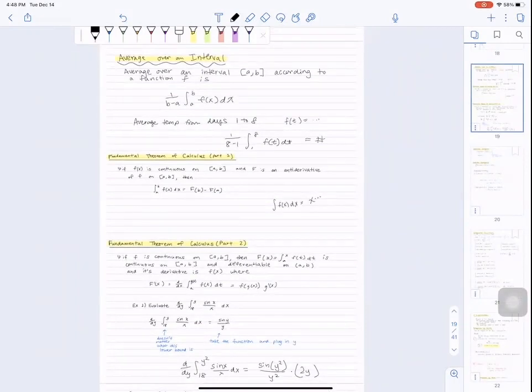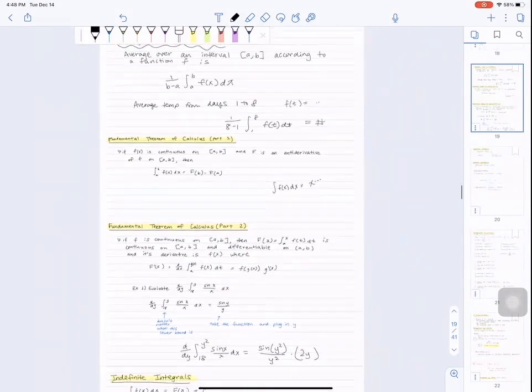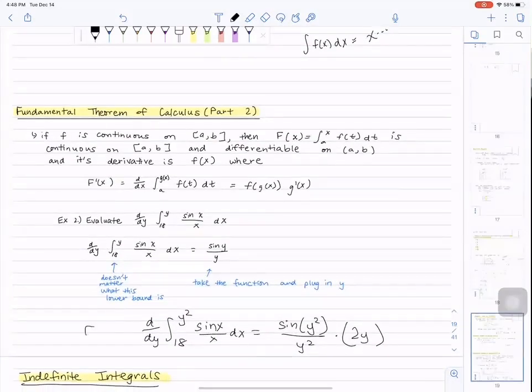Why did it become y squared? Oh, this was a separate example, Example 3. If one example is this, the answer would be sine y over y. Then completely separate, if they ask you this question, then the answer would be this. Okay, thanks. Any other questions?